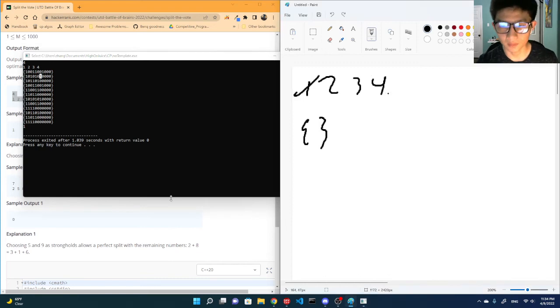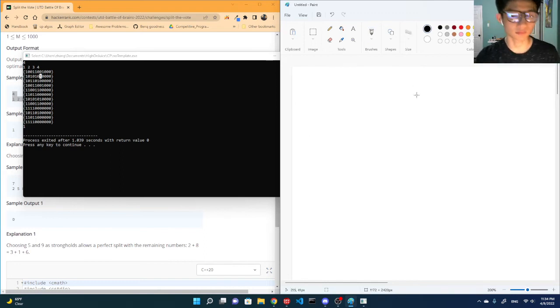Let's do one more, 1 and 4. You can only make... wait. Is it 1 and 4? Oh, yeah, you have 2 and 3 left. You can only make 2, 3, and 5. That's it. So this pattern goes on and on.